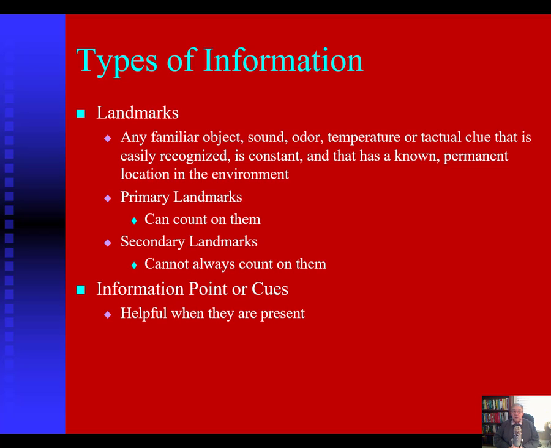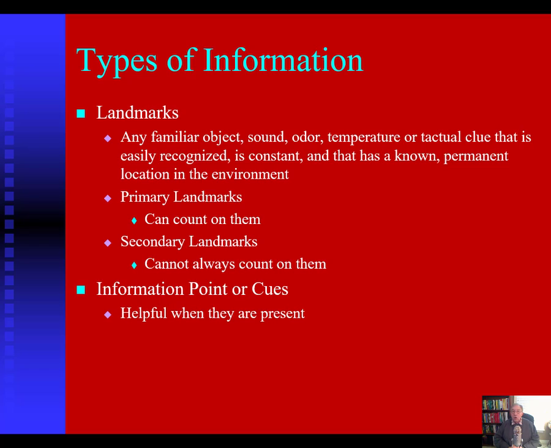Secondary landmarks, on the other hand, are landmarks that may always be present in the environment, but may not be necessarily always found. An example might be an expansion joint that we might find in a hallway that joins two intersecting hallways or parts of a hallway. And when we hit it, we know exactly where we are.